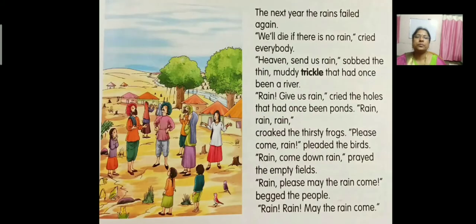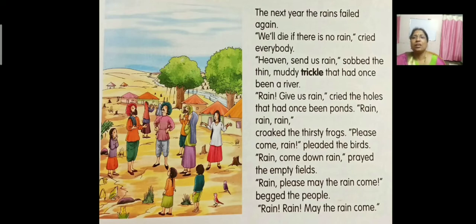Next year, the rains failed again. We will die if there is no rain, cried everybody. You can see in the picture, children, everyone is looking at the sky. So next year, that is the fifth year also, there was no rain, and everybody cried saying that we will die if there is no rain.